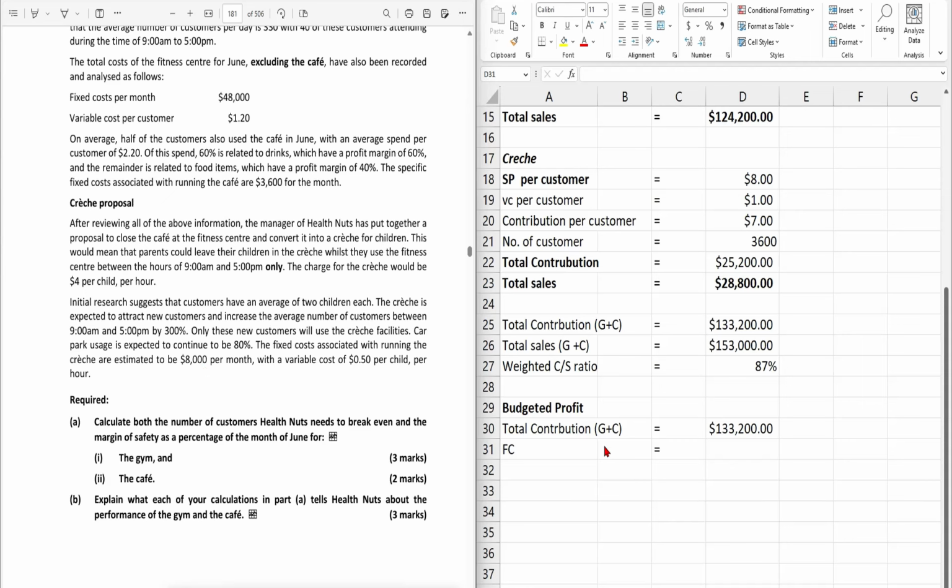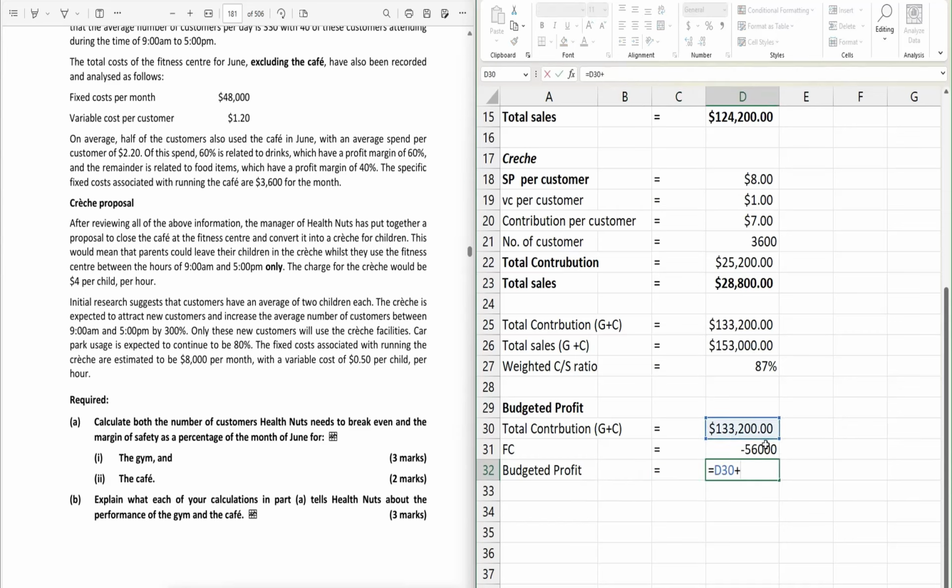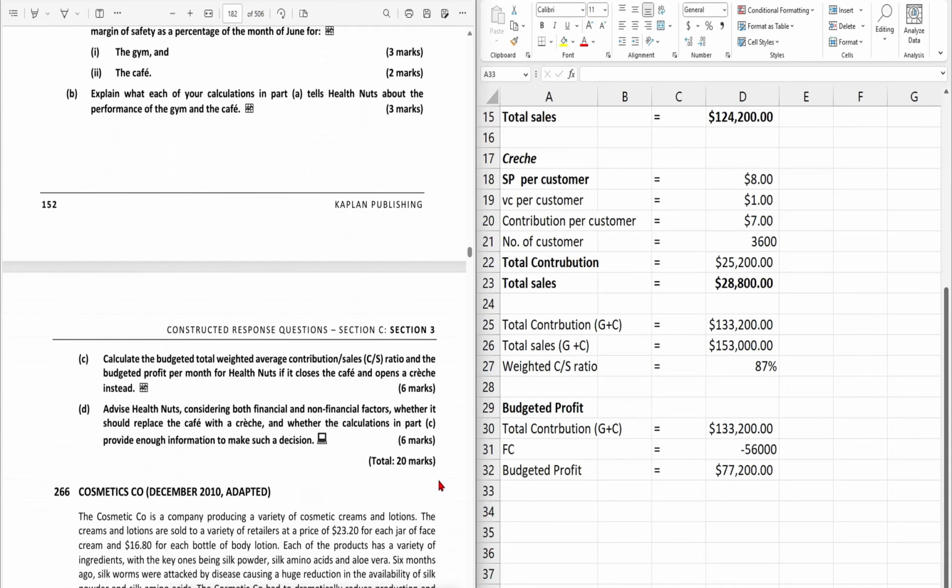You can see for the gym, the fixed cost is 48,000. The question didn't mention that it will increase, so we will assume it will remain constant. And for the crèche, the fixed cost will be 8,000. It's per month, and we are doing the calculation per month. So no problem. The budgeted profit will be 77,200. Easy, right?